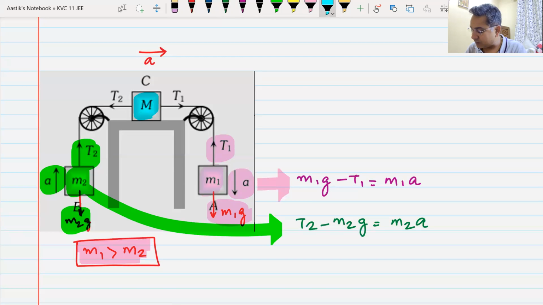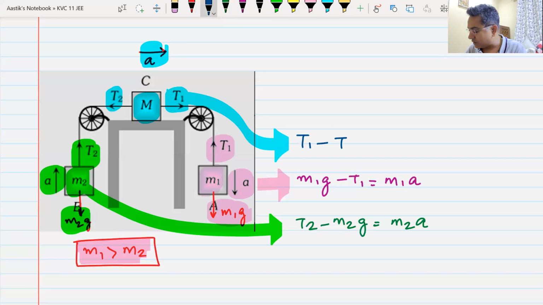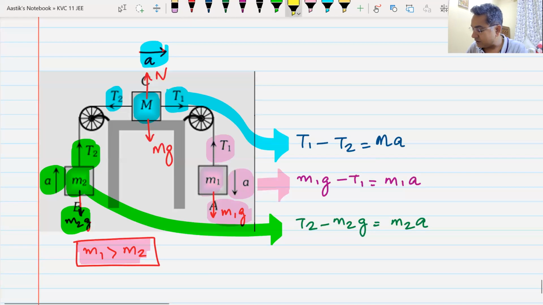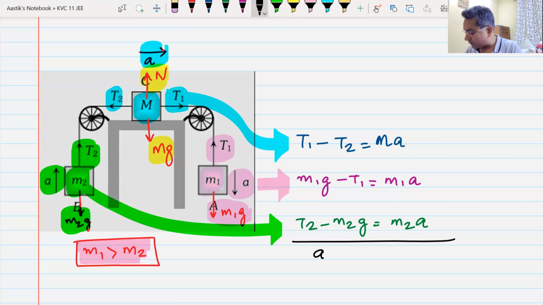Then I move to this blue block. T1 is here, T2 is here. This block is moving here. How does the blue equation look like? T1 minus T2 is equal to capital M into A. Yes or no? And I can also write this equation that this will be mg and this would be N. The yellow equation, we don't need this yellow equation right now. Everyone understands this? You can add up all the three equations and you will get the value of A.